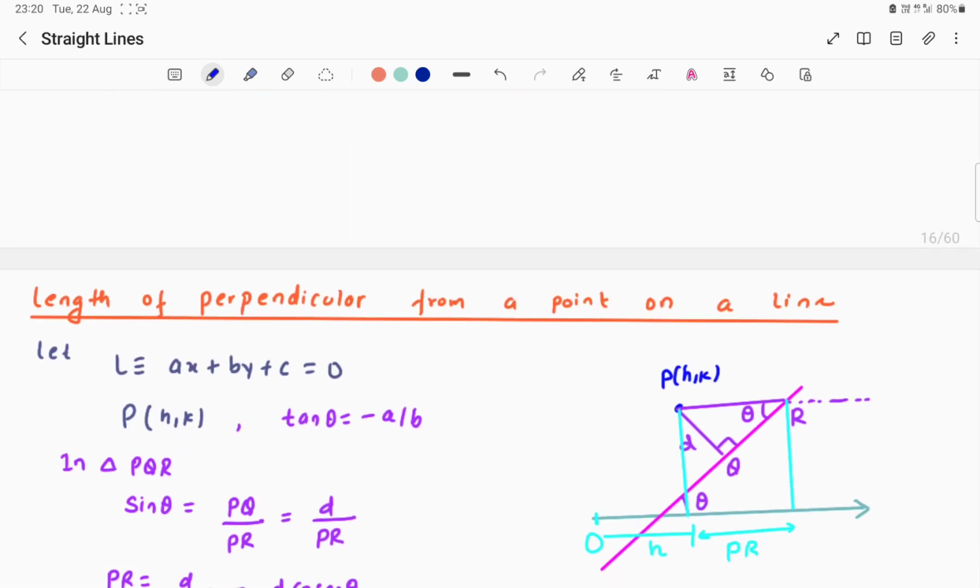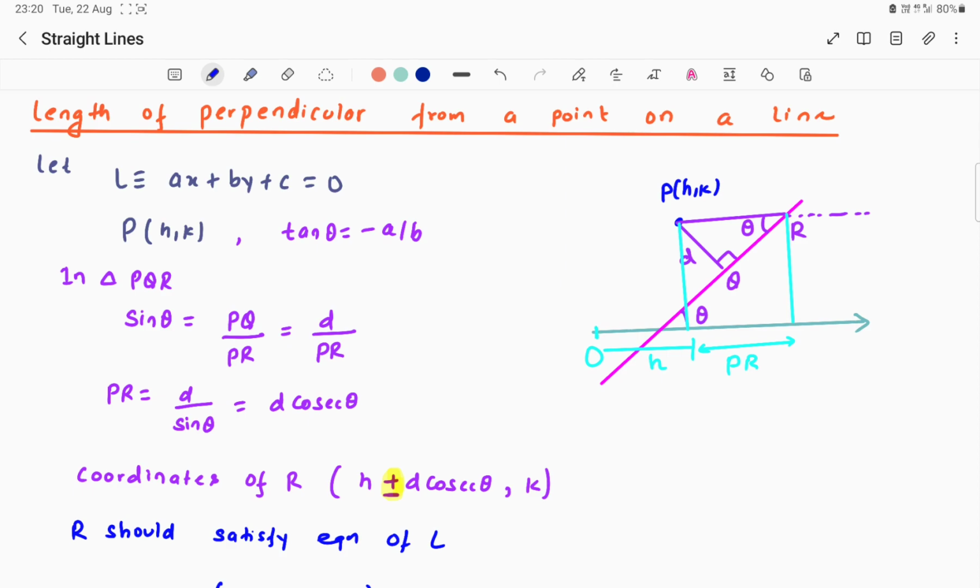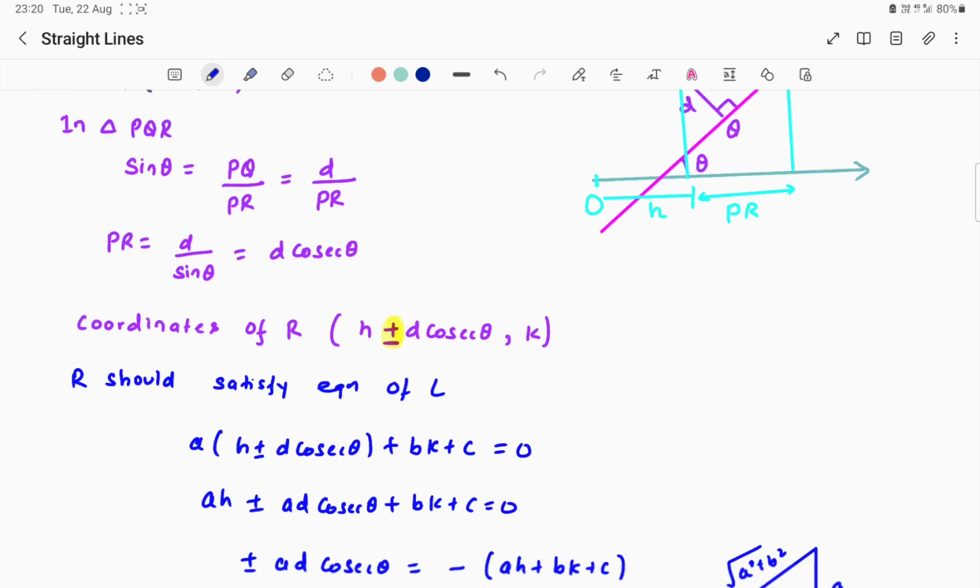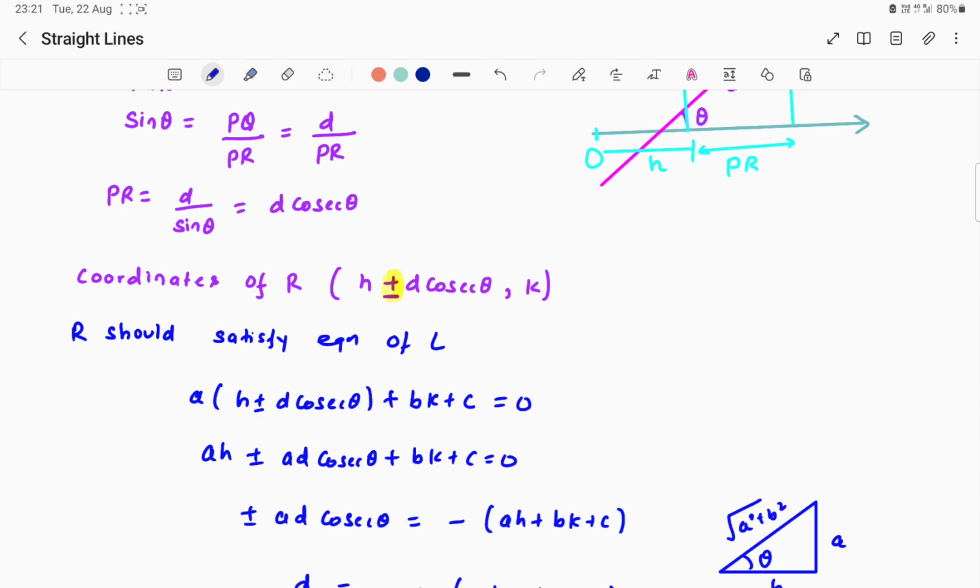Okay, now let's go to again a small concept, that is length of perpendicular from a point on a line. So imagine that there is a line L whose equation is ax plus by plus c equal to 0, and there is a point P(h, k). So we want the length of perpendicular, or sometimes we also say distance of a point from a line.